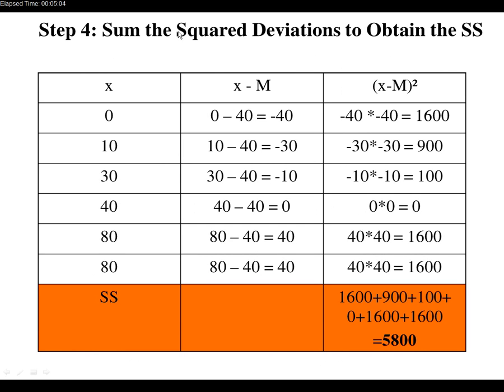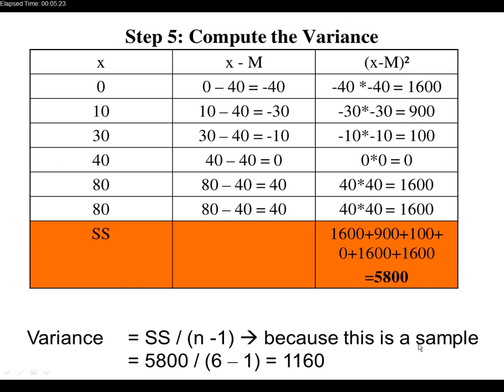So step 4 is to sum the squared deviations to obtain the sum of squares. All right, and the sum of squares, we're just going to go ahead and sum them. So we just add them up. So 1600 plus 900 plus 100 plus 0 plus 1600 and 1600 equals 5800.